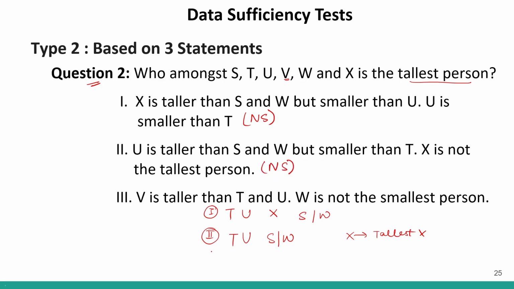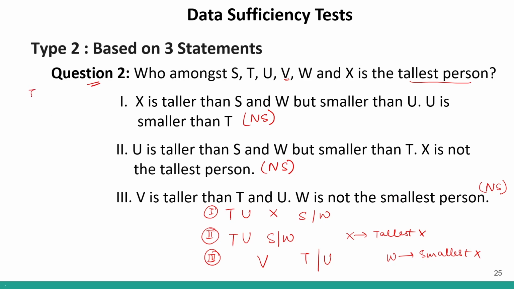Correct? Coming to statement number 3. Statement number 3 says that V is taller than T and U. So V is taller than T and U, and W is not the smallest person. So W is not the smallest person. But we don't know the placement of X. We don't know the placement of all of them. So this alone is also not sufficient. So 1, 2, 3 alone are not sufficient to answer the question.